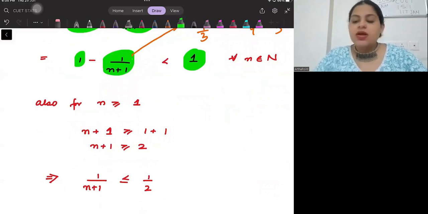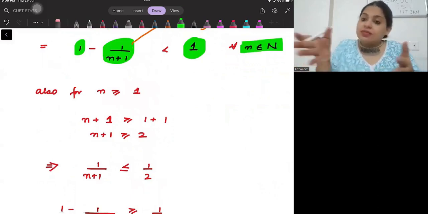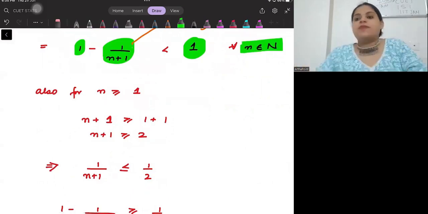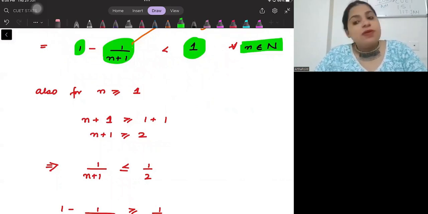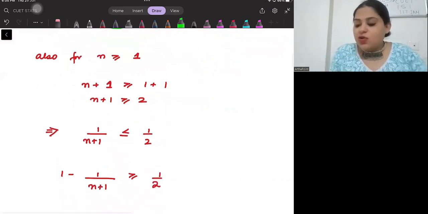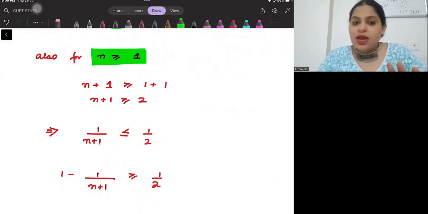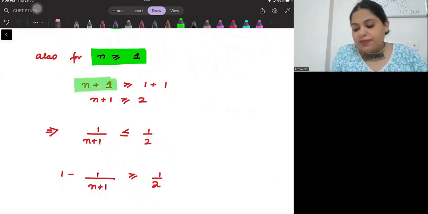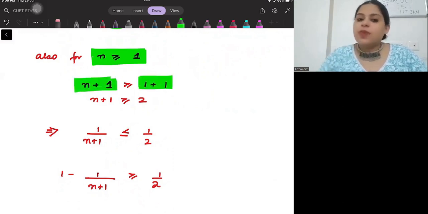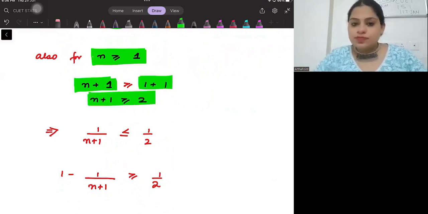Is this clear? Now, beta, your natural numbers can only start from 1. n can be 1, 2, 3, 4, etc. And I told you that whenever we make sequences, we make it for natural numbers. So the n value can either be 1 or greater than 1. We are clear with it? I can add 1 on both sides. If I add 1 on both sides, I will get n plus 1 greater than or equal to 1 plus 1. So n plus 1 is greater than or equal to 2.